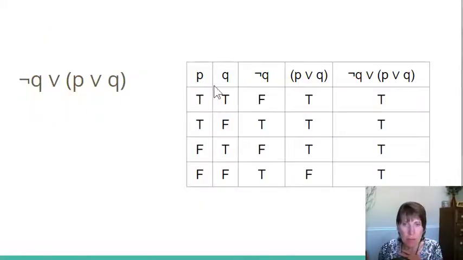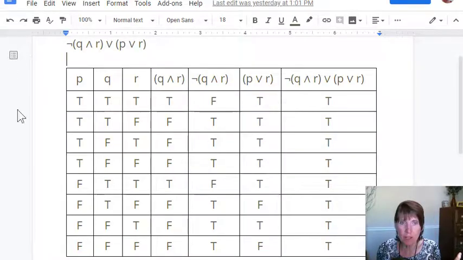And here's an example of one of those. This one only has two variables, but here's the not Q, the P or Q, and then when you OR them all together, the result is true for every combination. Now remember, we got a tautology when we worked on a problem together. So here's a compound proposition, and once we worked through it all the way, we got all truth values for every single combination. The result was true.